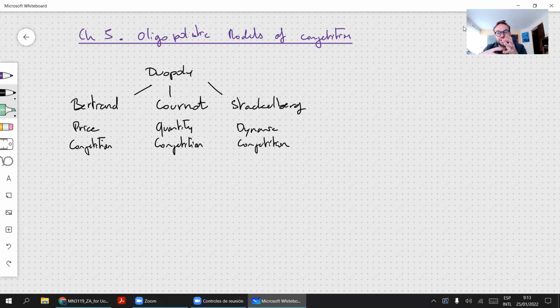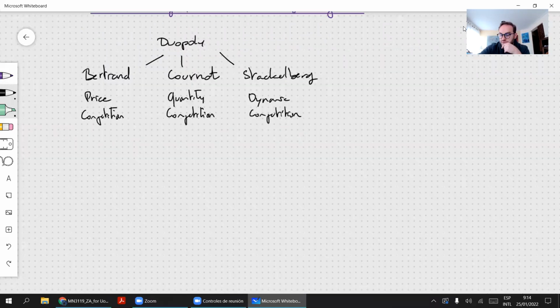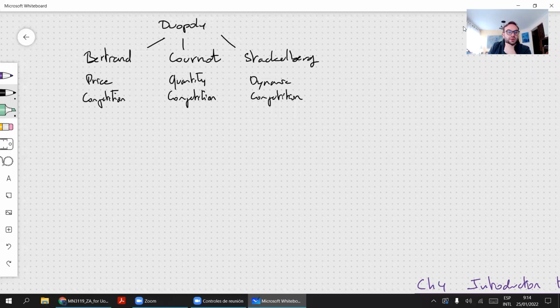And these structures can be amended so that you don't have a duopoly, but you have, I don't know, 3, 4, or 5 enterprises. We're going to focus on the duopoly case. And what I want to do is put a little bit of emphasis on the game strategic features of these structures. Okay, so let's start with Bertrand.